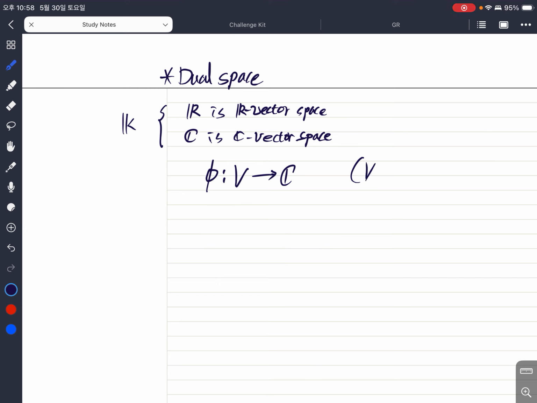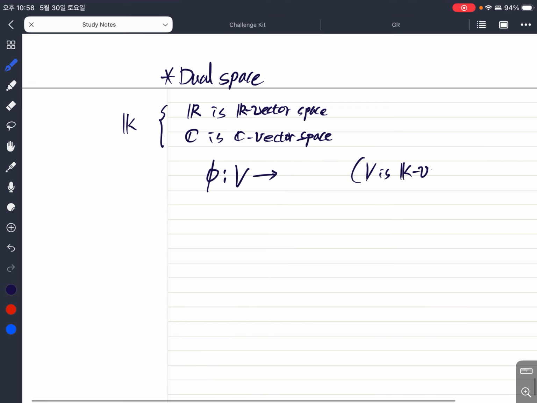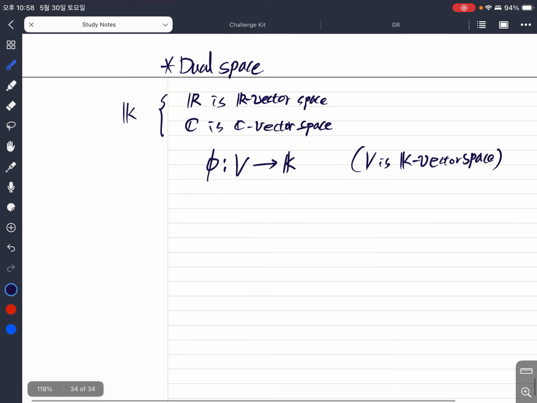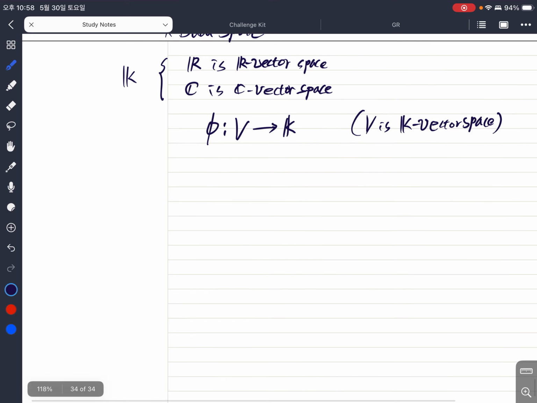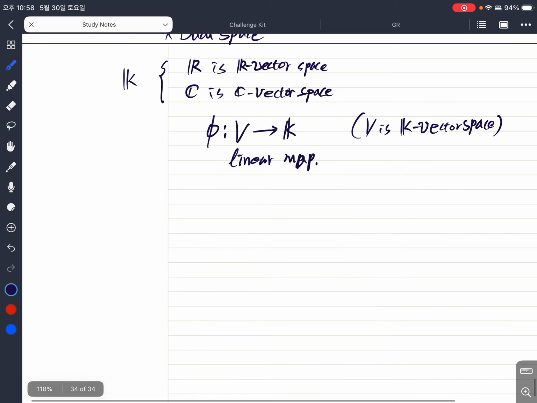Let us say V is a K vector space. Sorry, not C, I want to be general. K vector space. Then we can find that this is a linear map, or we can write, using the notation we learned before, Hom(V, K).